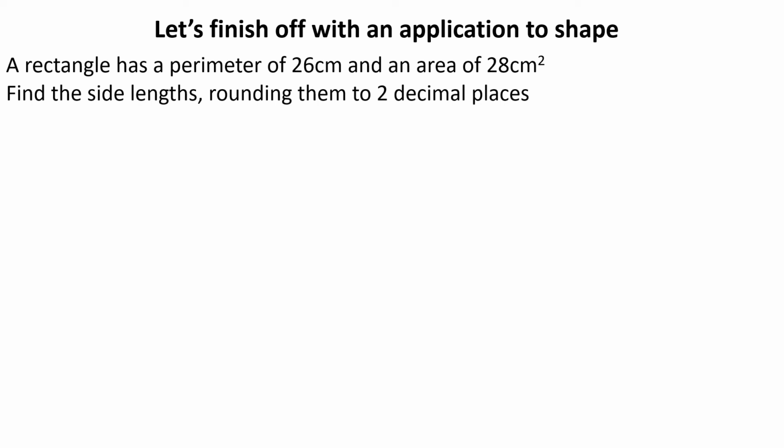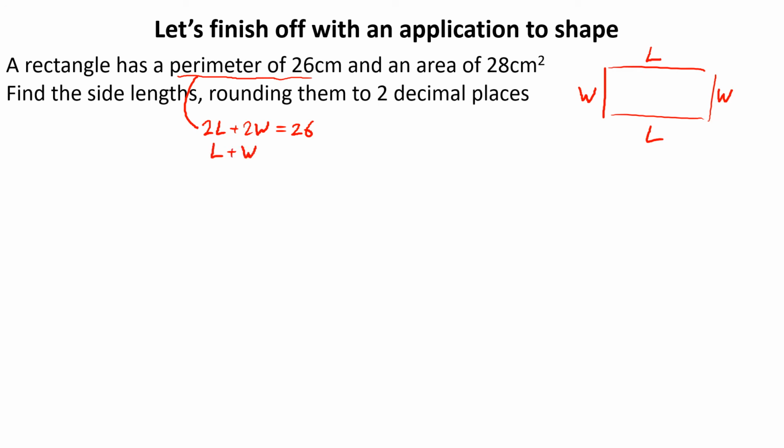I think the first thing whenever a shape is mentioned is you should probably draw it out. And we'll call the length L and the width W, I guess. So perimeter is 26. Now perimeter is all of these sides added together. So that first sentence would become 2L plus 2W is equal to 26. You can actually make it easier though and just divide everything by 2, because why not? So L plus W is 13.